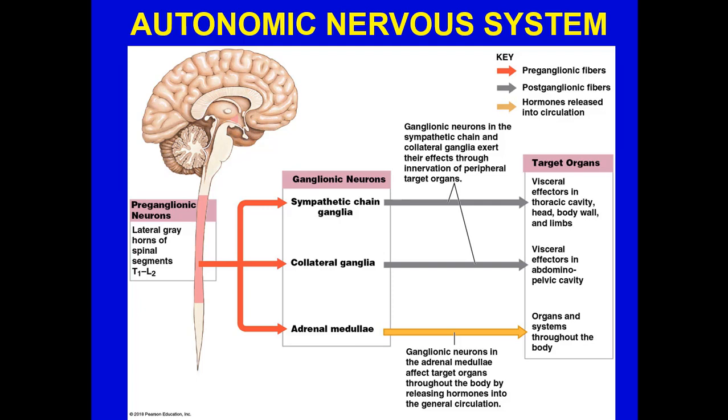The interesting thing is scientists have found that if you remove those cells and put them into a culture dish under the right conditions, guess what? They'll sprout axons. It's almost like they were nerve cells from the very beginning, but now they've been encapsulated inside of an adrenal gland.